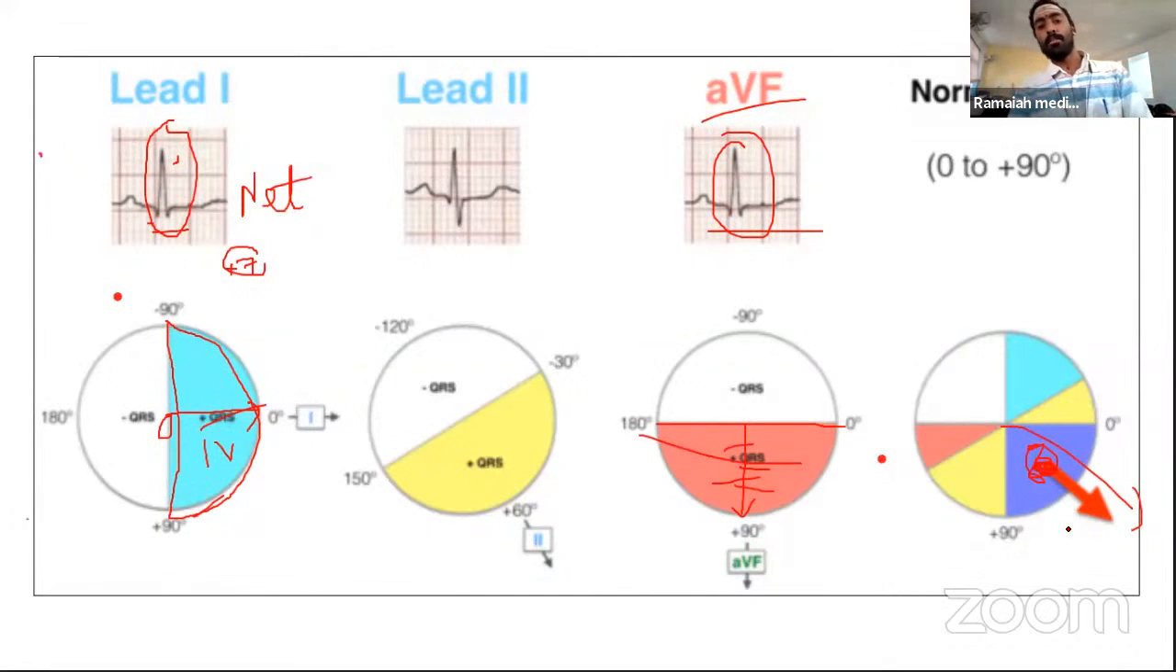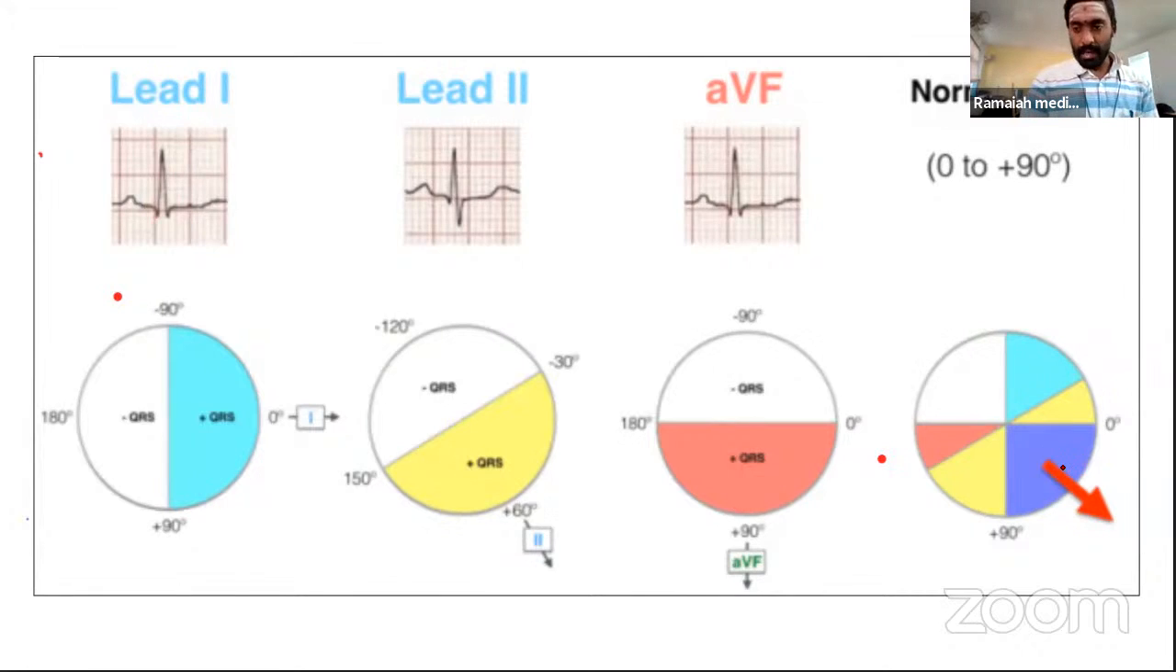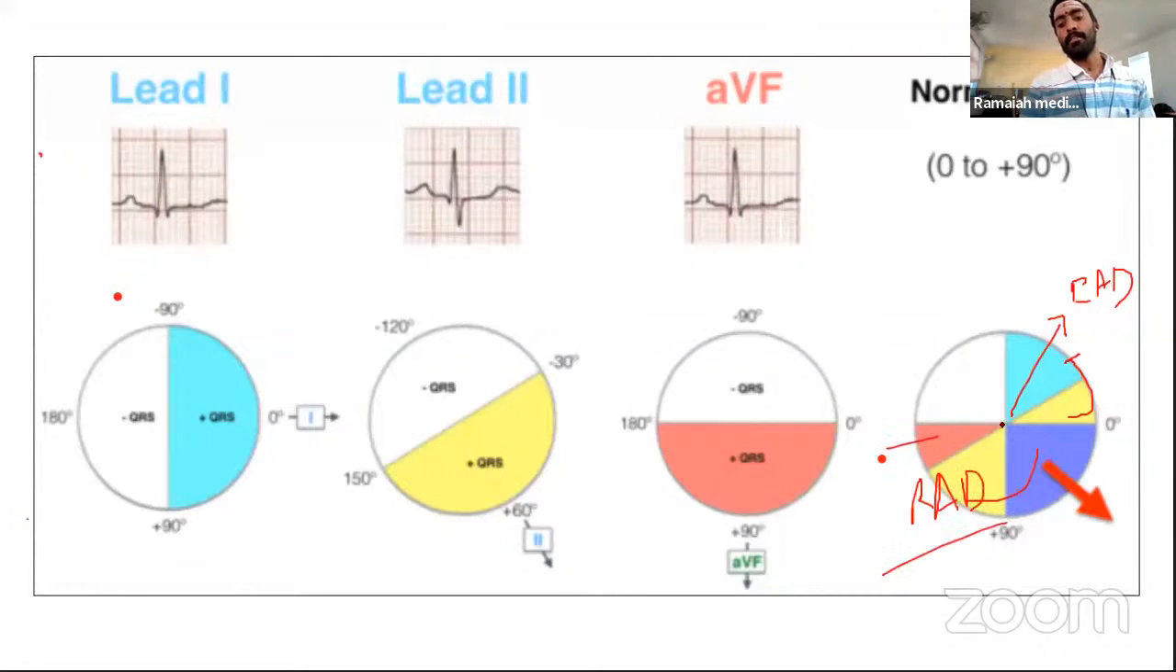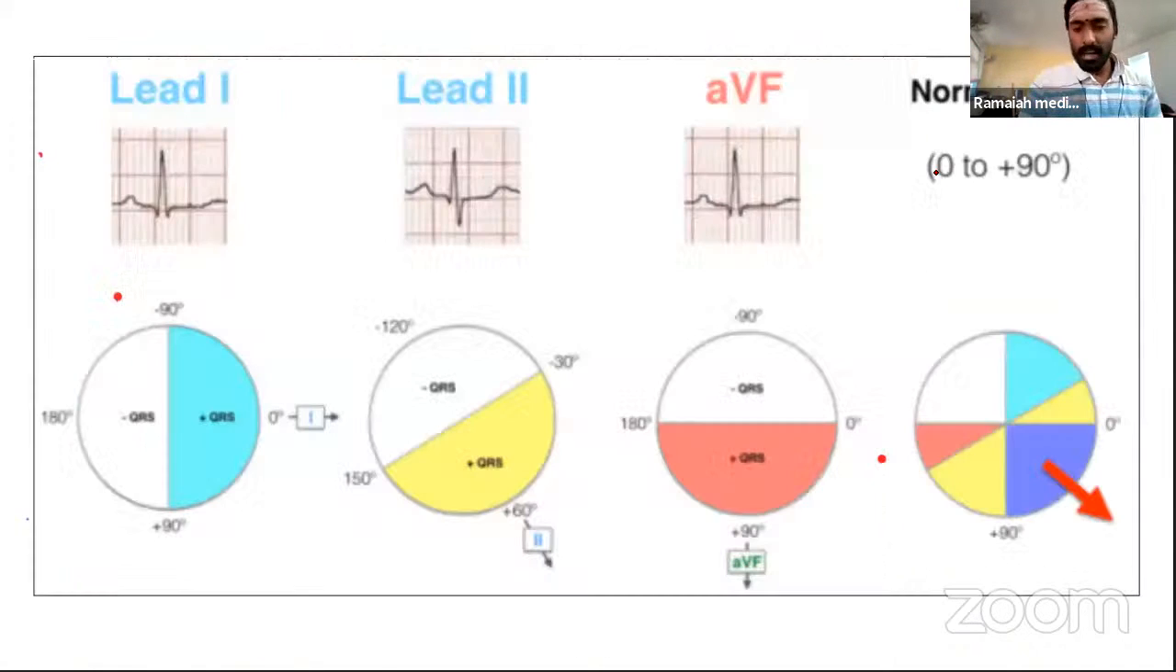So if the activity is, let's say, in this direction, then this is called a left axis deviation. It is towards the left here, and here this is moving towards the right of the origin. So this is right axis deviation. This is something called an extreme axis or a northwest axis. Do you want me to repeat this or did you understand it?